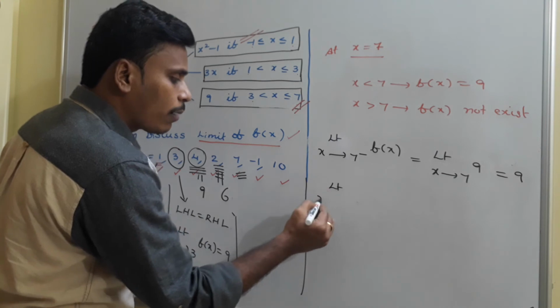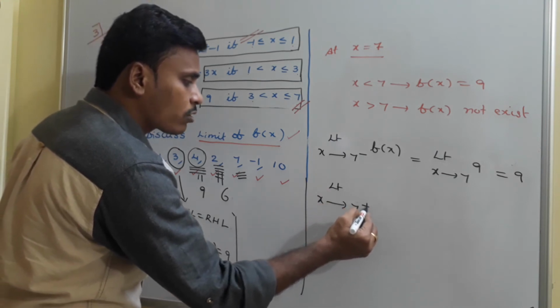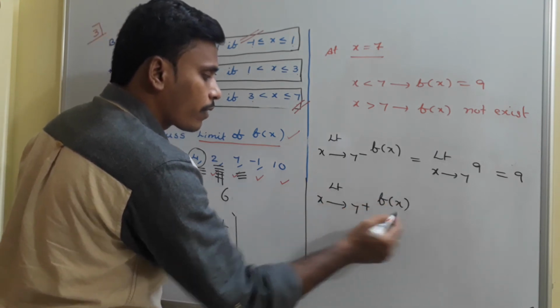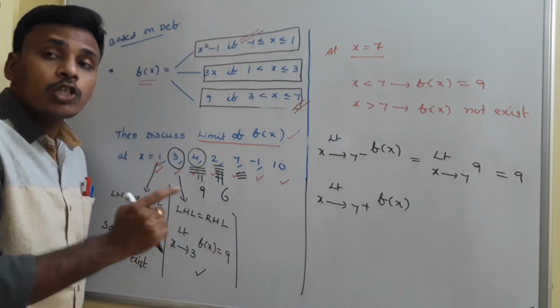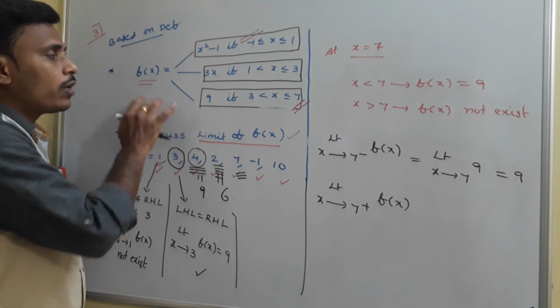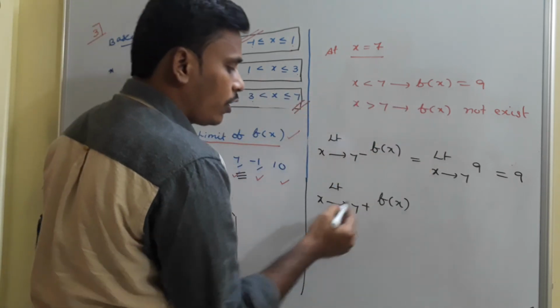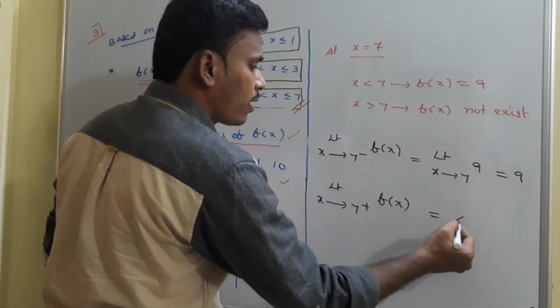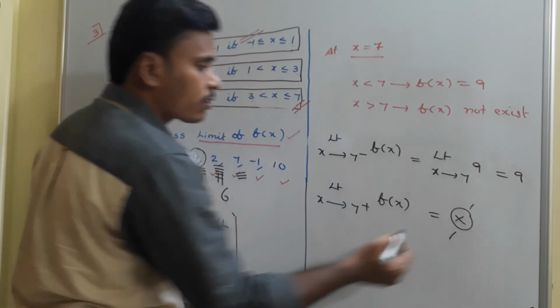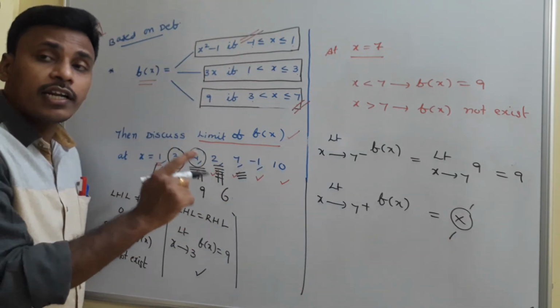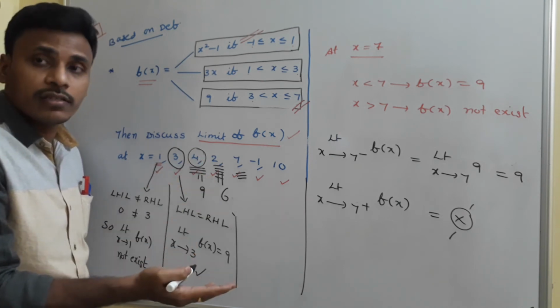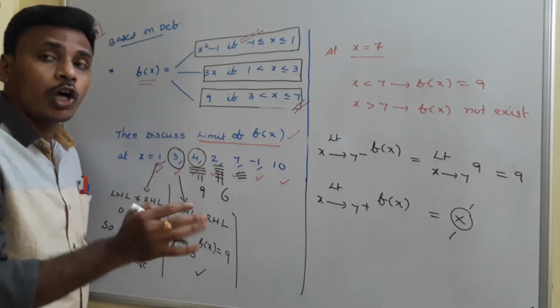Now when you think about the right limit, limit x tends to 7 plus f of x, as x tends to 7 plus, the x value is more than 7. After 7 the function does not exist, so limit x tends to 7 plus f of x does not exist. Then at x equals 7, the left limit exists and it is 9, the right limit does not exist, and at the end you say the limit also does not exist.